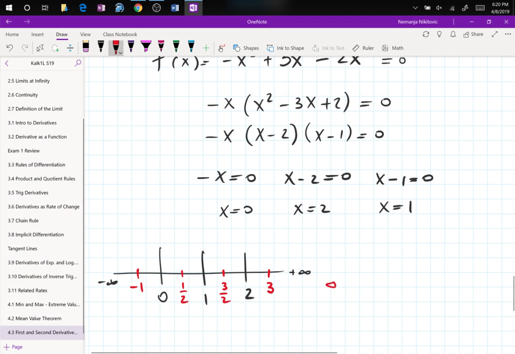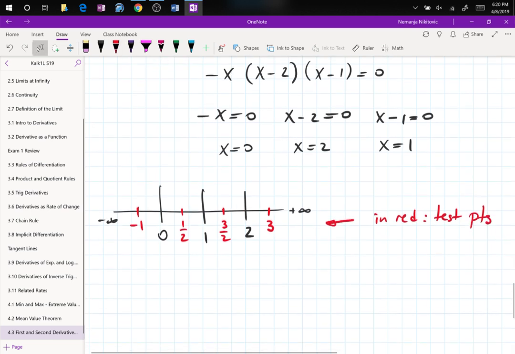So in red, test points. And now we get to do the first derivative test using all of the test points one by one. First derivative computed at negative 1.